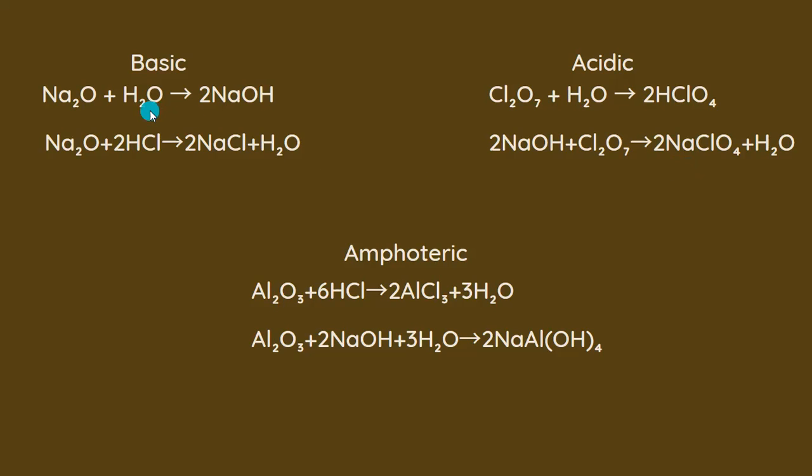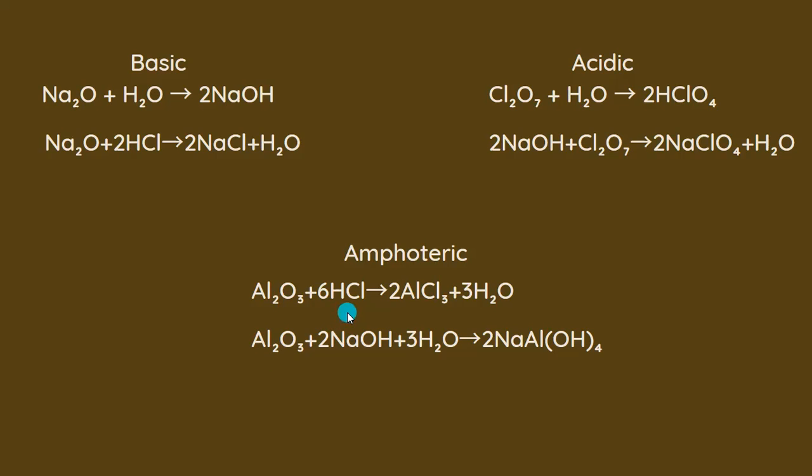Basic oxide will get dissolved in water to form a base. Acidic oxide will get dissolved in water to form an acid. Amphoteric oxides act as both acids as well as bases. This means that in the presence of an acid, this particular oxide will act as a base, and in the presence of a base, this particular oxide will act as an acid.